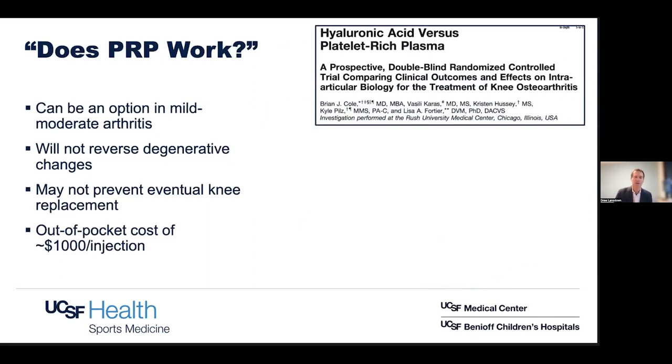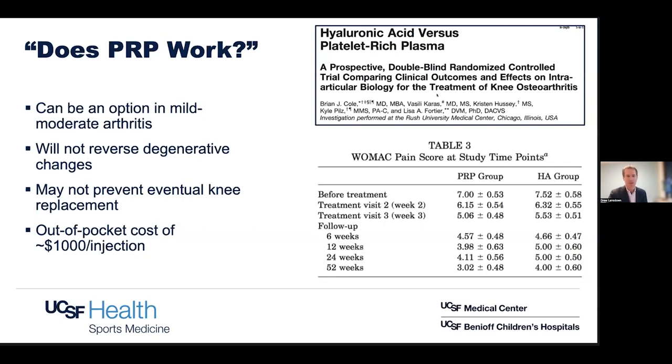And then, we have a lot of interest about platelet-rich plasma. So does PRP work? I do think it can be an option in mild to moderate knee arthritis. I will tell patients it will not reverse degenerative changes. So the goal of this is not to regrow cartilage or regrow meniscus. It likely will not prevent an eventual knee replacement either. It is expensive, about $1,000 out of pocket for each injection, but it can help with symptomatic management.